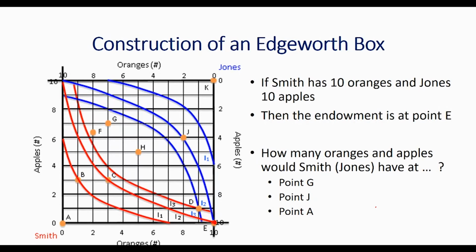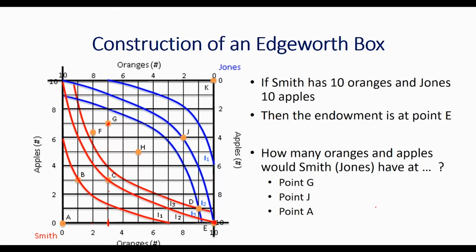But suppose we were, for whatever reason, at a different point, like G. I might ask you, if you're faced with this diagram, how many apples and oranges would Smith have if he were positioned at point G? Well, to answer that, you start from Smith's origin down here and you count over and up. So 1, 2, 3 oranges, 1, 2, 3, 4, 5, 6, 7 apples. And so Smith is going to have 3 oranges and 7 apples at point G.